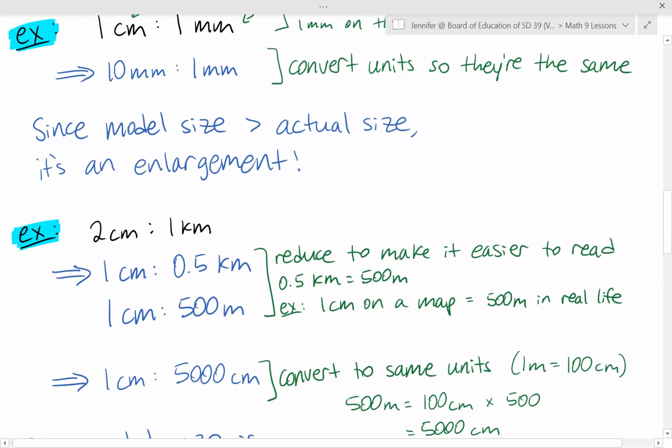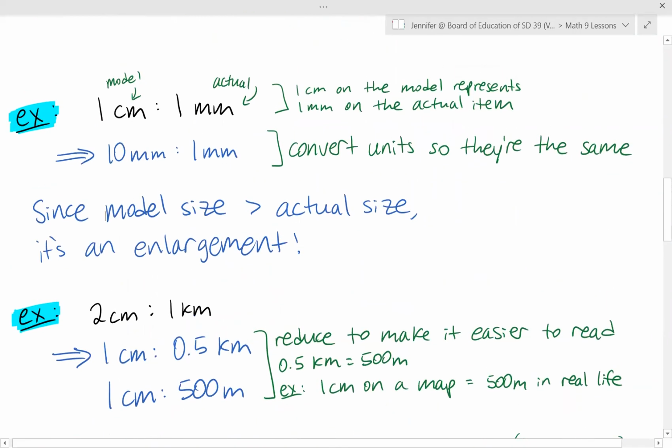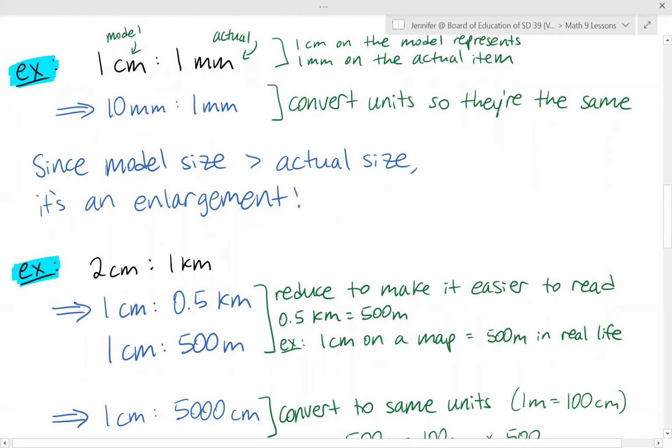In this example here, we have 2 centimeters to 1 kilometer. So the first thing we can do is reduce these values just to make it easier on ourselves. If we divide both by 2, then our ratio becomes 1 centimeter to half a kilometer. And we know from our last lesson that half a kilometer is 500 meters. So we can do our first unit conversion to say the ratio is 1 centimeter to 500 meters. But we still have to do one more unit conversion so that they're in the same units.